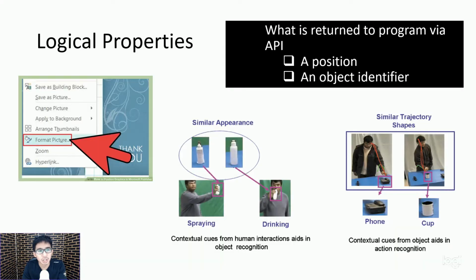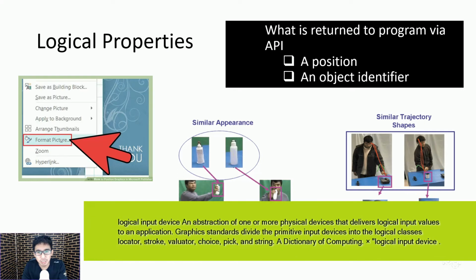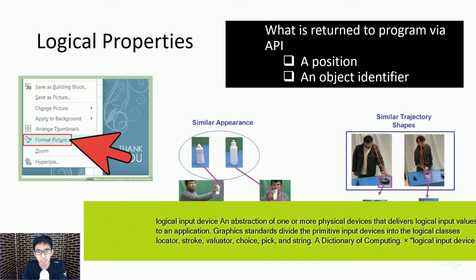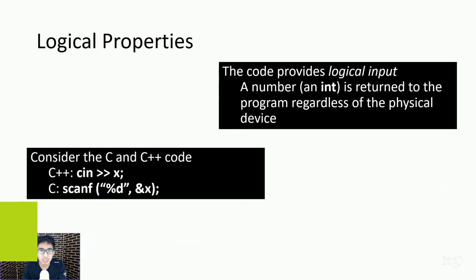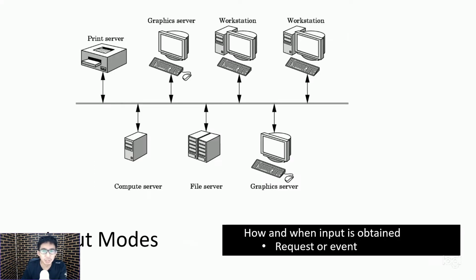The logical property is something like: when we press something, it returns a position and an object identifier, which is what we actually use. It is similar to C++ code where we use cin to get an input and then produce an output with cout. The other logical properties are the locator, which returns a position, the pick function, which returns the ID of the object we pick, keyboard, stroke, valuator, choice, and so on. There are many of these.